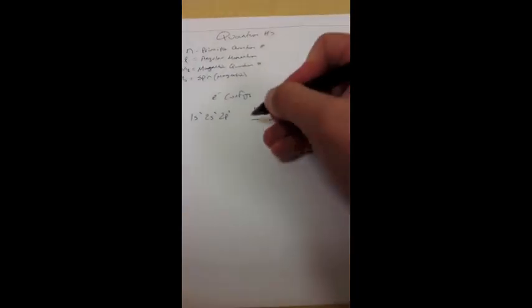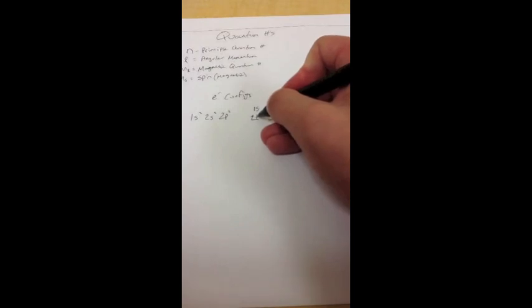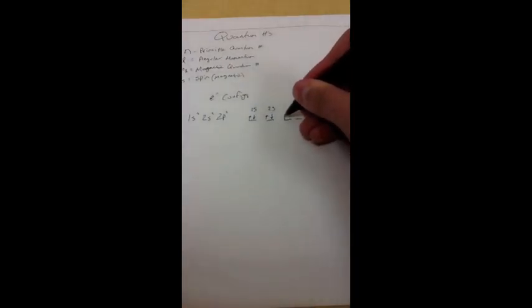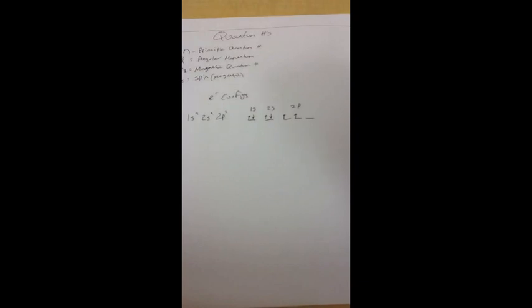And then I filled up my 1s, so I have an up and a down. I filled up my 2s, so I have an up and a down. But then carbon is only 2 into the p, so it's an up and an up. Remember, you have to put one in each before you can double them up. Alright, so here's the electron configuration for carbon.